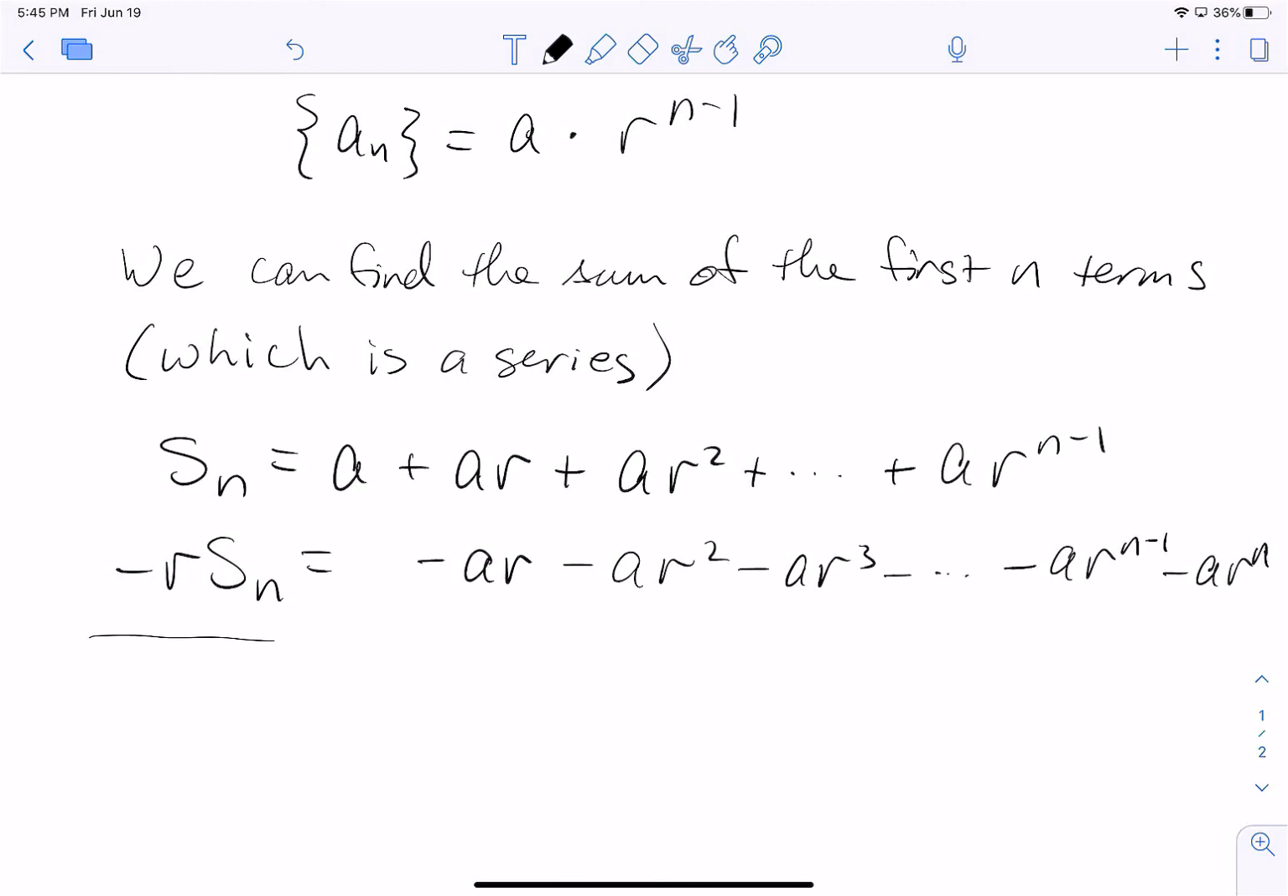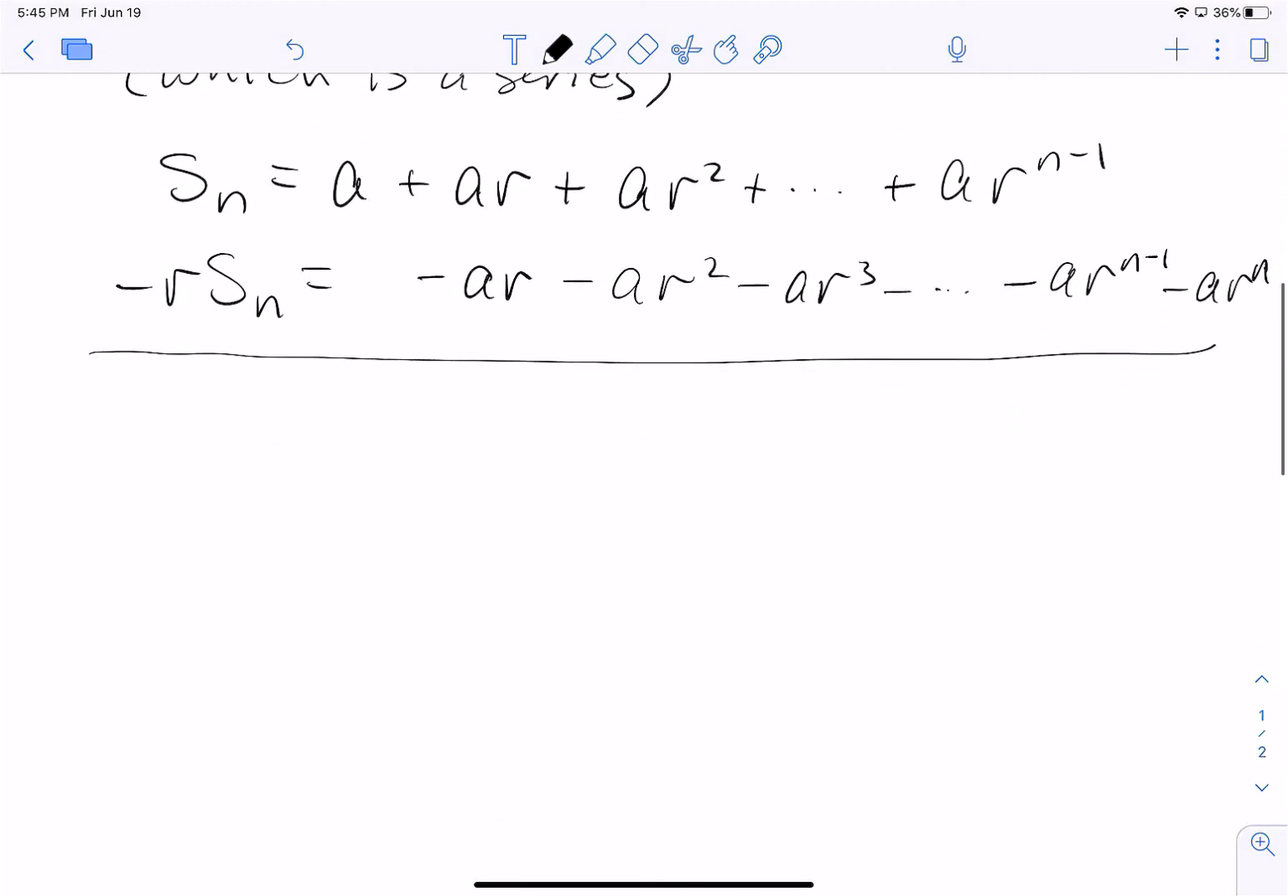I am now going to add together these two equations. Left-hand side, we get s sub n minus r times s sub n. Right-hand side, well, would you look at this? A bunch of terms cancel out. In fact, all of the terms subtract out except for a from the first one and negative a times r to the n from the second one. So s sub n minus r times s sub n is equal to a minus a r to the n.